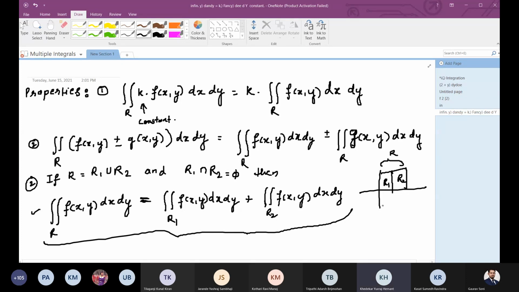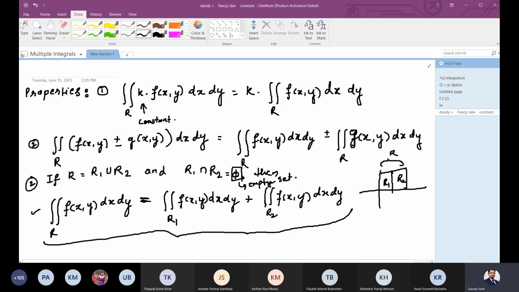So then what was the use of phi there? Where? Sir, in property 2. This phi means the empty set. Okay, okay. Phi means the empty set.